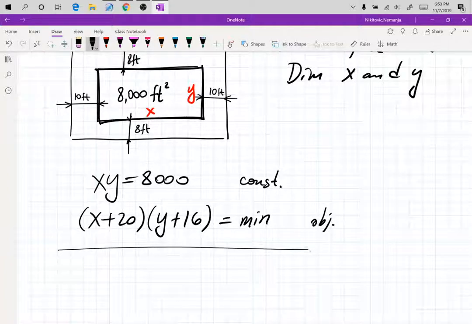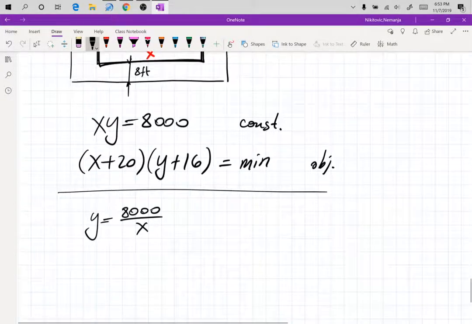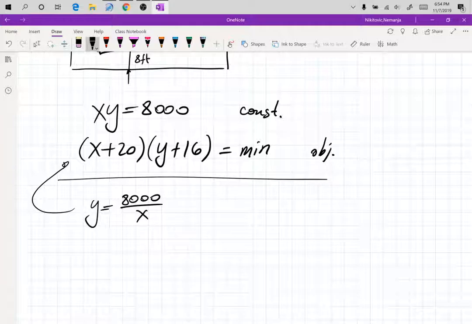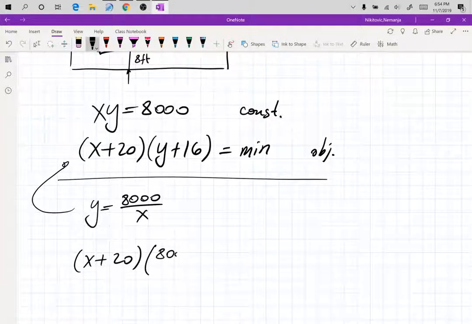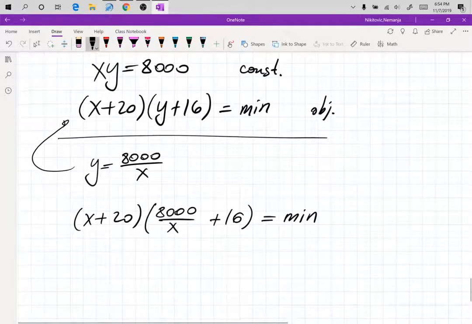So we can solve the top equation, let's say y equals 8,000 over x, and then plug that into this equation, which is (x plus 20) times (8,000 over x plus 16) equals a minimum.